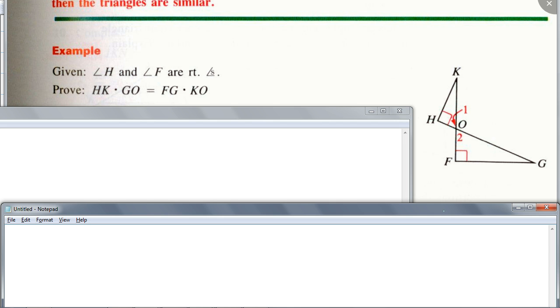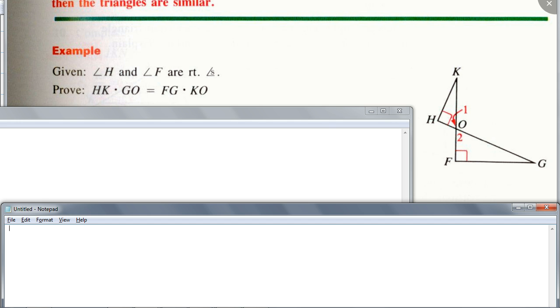HK equals FG times KO divided by GO. No, I guess you're going way far. I'm just simply asking, what does HK represent? Yeah, the length. We're just talking about the length of this side. So we're saying the length of HK times the length of GO right here is equal to the length of FG right here times the length of KO. That's what we're saying. So how are we going to do this? No, not this one. We'll just look at this one together.